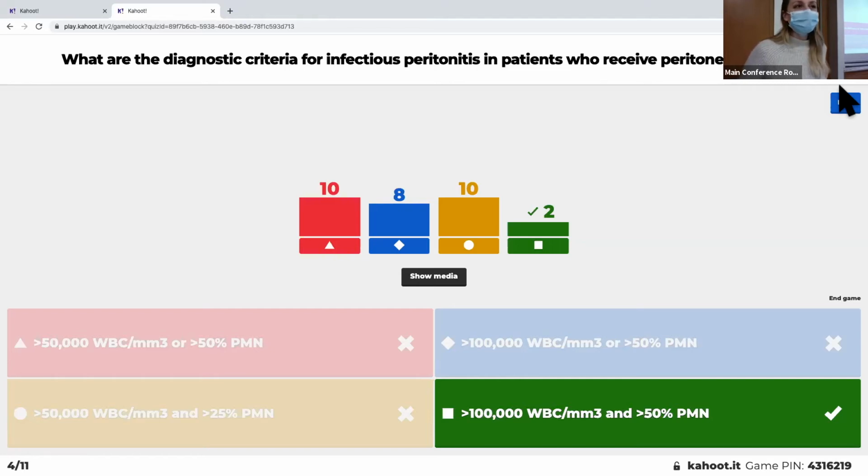So there's always some inflammation present in patients with peritoneal dialysis. So the cutoff values are pretty high. Greater than 100,000 WBCs and greater than 50% neutrophils is diagnostic, as well as a positive culture. Most common organisms are those that are found on the skin, so Staph aureus, Staph epidermidis, or strep. And these patients usually present with abdominal pain, tenderness, and cloudy dialysate.